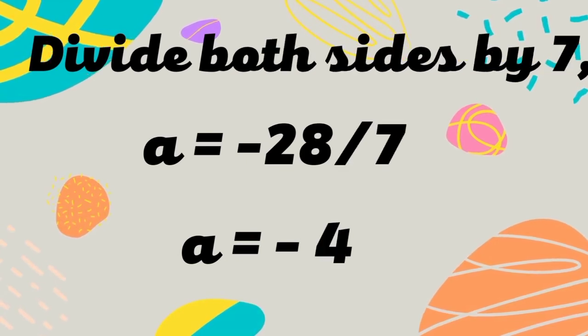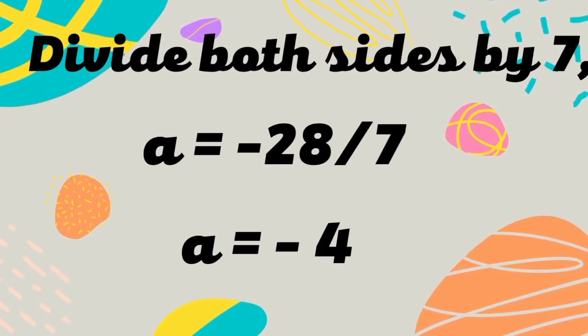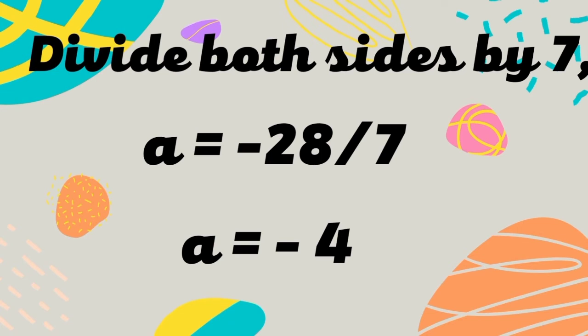So when we divide both sides by 7, we have a is equal to minus 28 divided by 7. And minus 28 divided by 7, we have a equals minus 4. A is equal to minus 4.